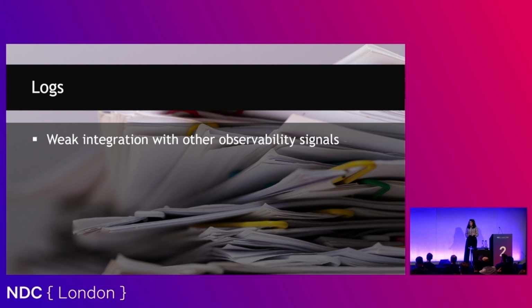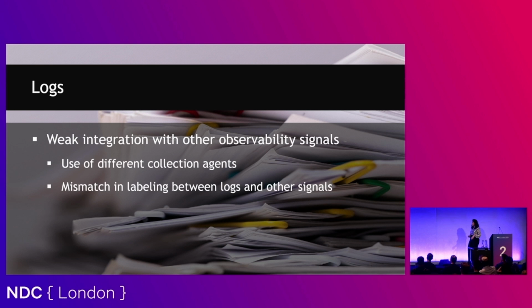Now, first of all, there's very weak integration with other observability signals. So if you're using logging in your system, but you also have metrics, you're also starting to use distributed tracing, connecting those things together is not something that could be done out of the box. That's something that OpenTelemetry aims to fix. This was usually so hard because we're using different types of collection agents, but also because there's a mismatch in the way that we label logs and the other signals as well.